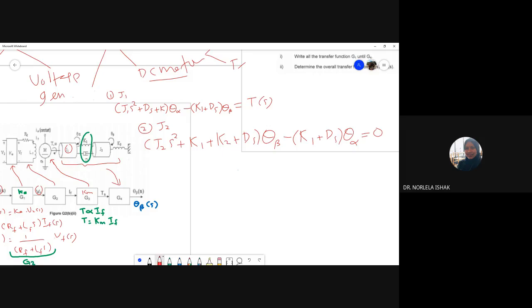K1 plus damper darab dengan theta alpha equal 0. Yes, good, equal 0. Because the total applied torque is related to theta alpha. Okay, so we have two equations. So macam mana how we want to derive, ataupun how we want to simplify to get theta beta? Because kita punya output adalah dia nak guna ni, dia nak guna ni as your output.